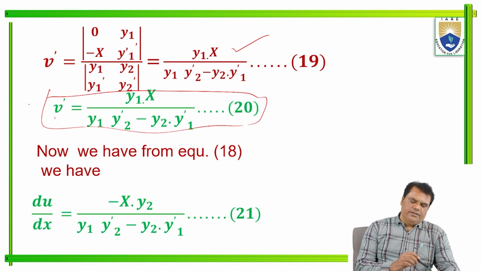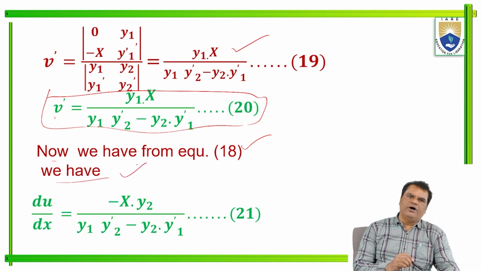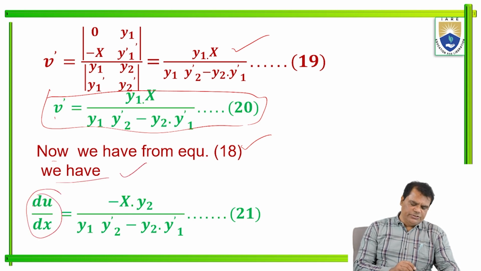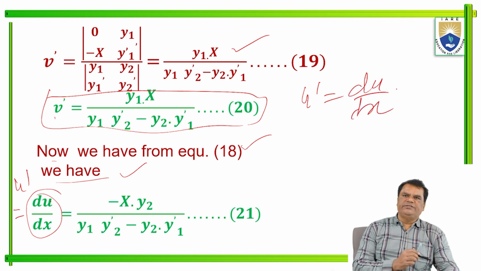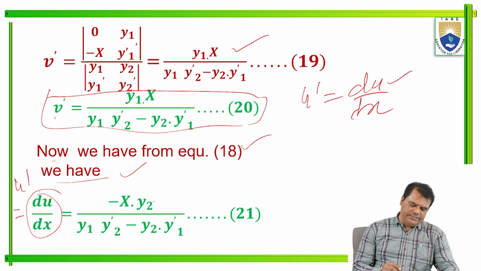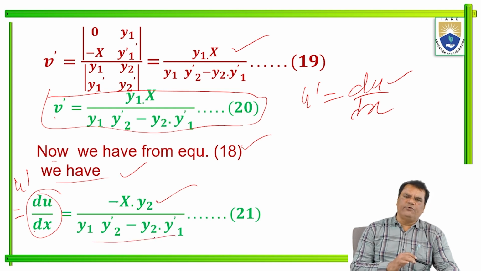Now we have from equation 18 the value of u. We already considered u dash. u dash is du over dx. Differentiating with respect to x, so du over dx, this u dash, equal to minus x y2 upon this. The denominator is the same in both values.